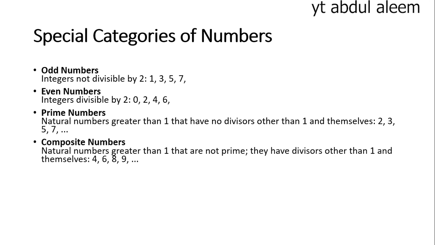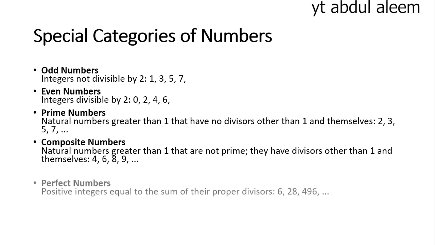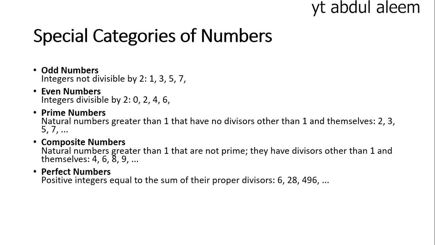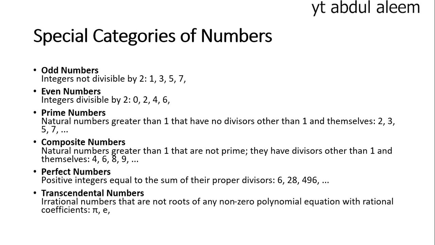Composite numbers. Natural numbers greater than 1 that are not prime, they have divisors other than 1 and themselves: 4, 6, 8, 9. Perfect numbers. Positive integers equal to the sum of their proper divisors: 6, 28, 496. Transcendental numbers. Irrational numbers that are not roots of any non-zero polynomial equation with rational coefficients: pi, e.